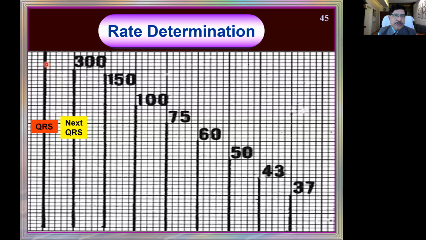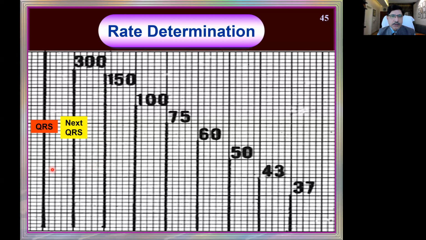So if the first complex falls here and the next complex falls after one big square, the rate will be 300. You understand? Now, if the first complex falls and the next QRS is here, that means 0.4 seconds it took for the cardiac cycle, 0.2 plus 0.2. So 60 divided by 0.4 will be 150. So this line we will name as the 150 line.